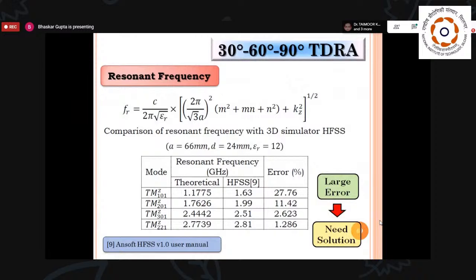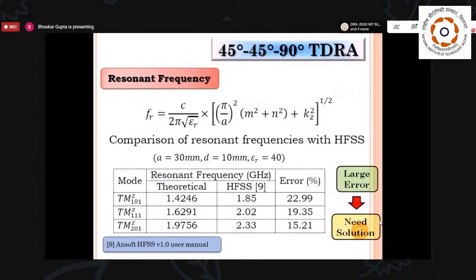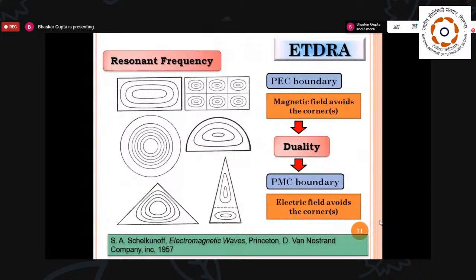Forget about his measurement. We used HFSS simulation, and we found even larger errors, as large as almost 28%. So though the radiation patterns, that's after all normalized, everything is coming properly, what's the use of this theory then? Something must be wrong, something needs a solution. We then identified that solution by going back more than 60 years.